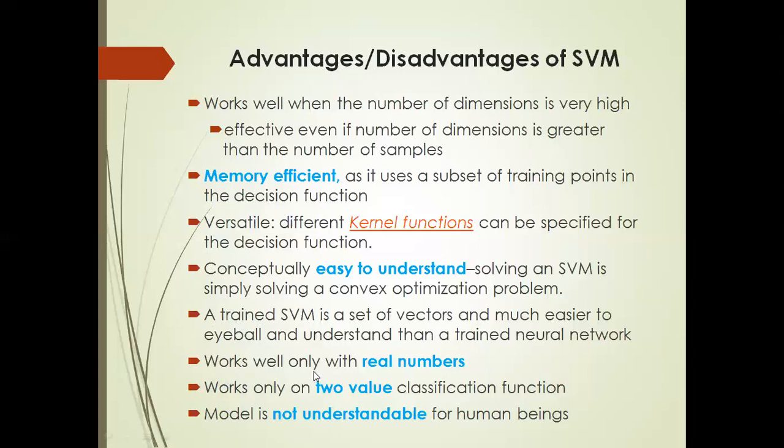It works well only with real numbers, so we can say this is a drawback of the SVM. It works only with real numbers. It works only on two values, that is, classification functions. The model is also not understandable for human beings. This is a major drawback of the SVM. These are some of the disadvantages of the support vector machine.